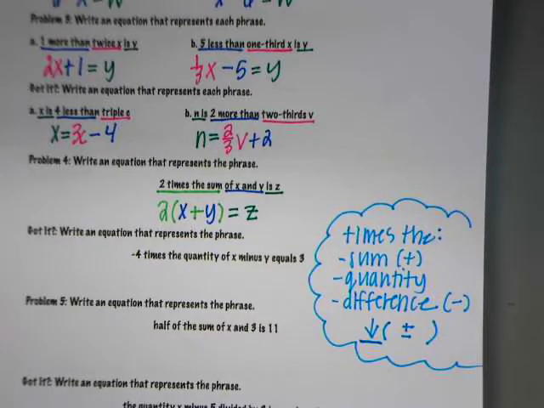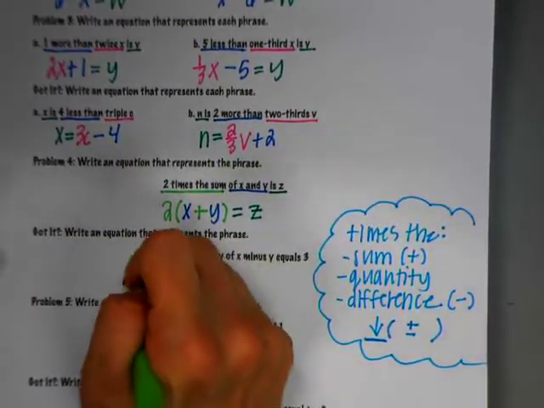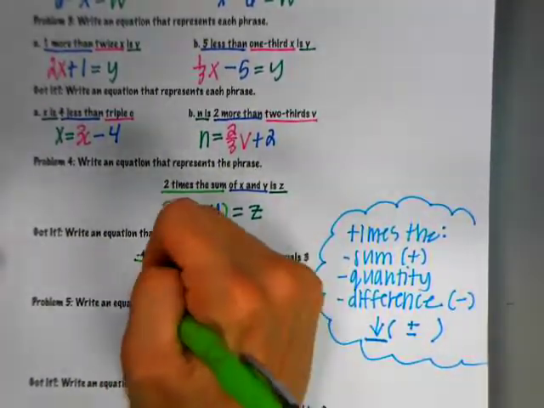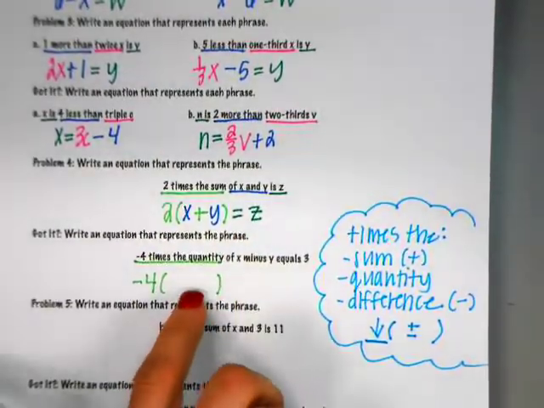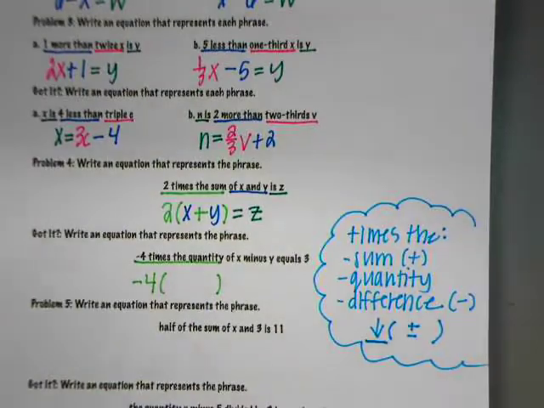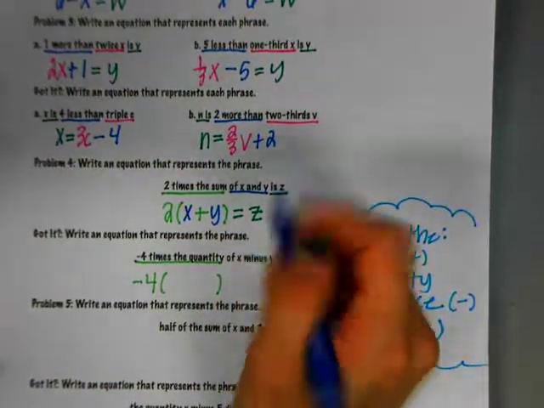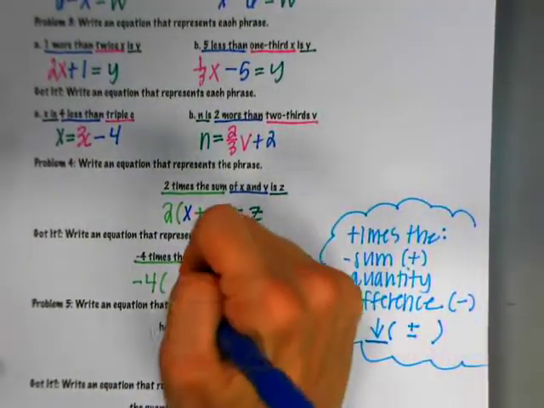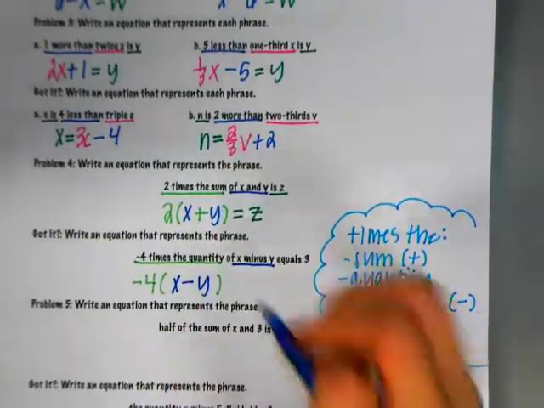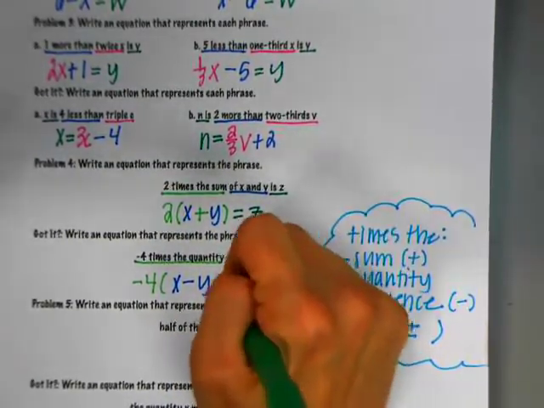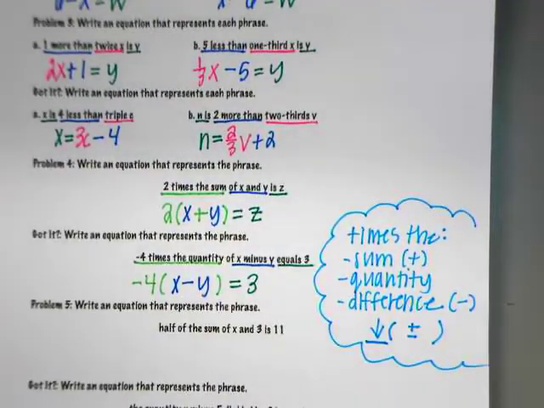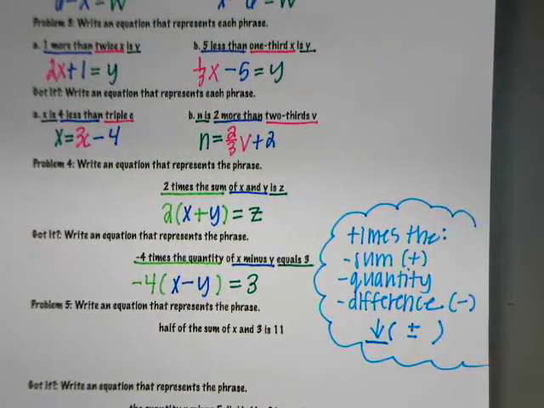Okay, so this one, -4 times the quantity is just going to mean -4 being multiplied to a set of parentheses. But we don't know what's in the parentheses, like the sign, yet. Okay? So then it says the quantity of x minus y, so it's going to be x minus y, equals 3. Make sense? Okay.